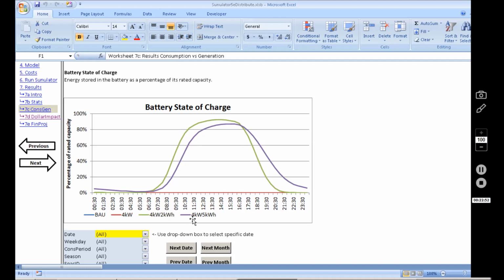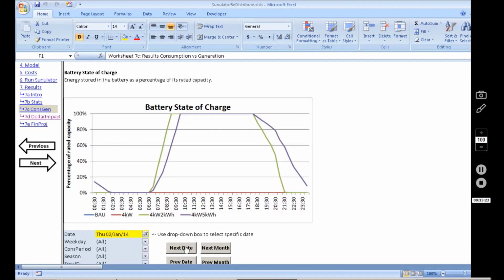With the larger battery, we can see that it takes longer to fill up because it's bigger. It's got a bigger capacity, and it takes longer to fully discharge as well. And in fact, it looks like on average we've still got a bit of energy in the battery in the early hours of the morning. So if your aim was to try and minimize your use of the grid, then the bigger battery would be the way to go. And again, we can scroll onto specific days and see what's going on.